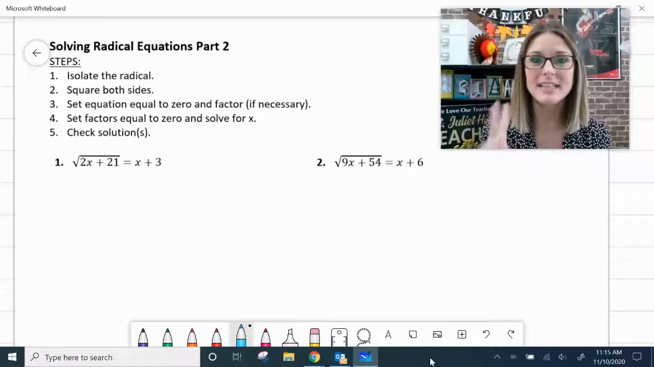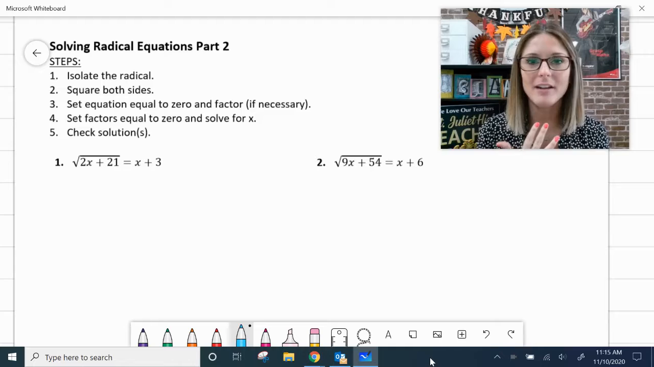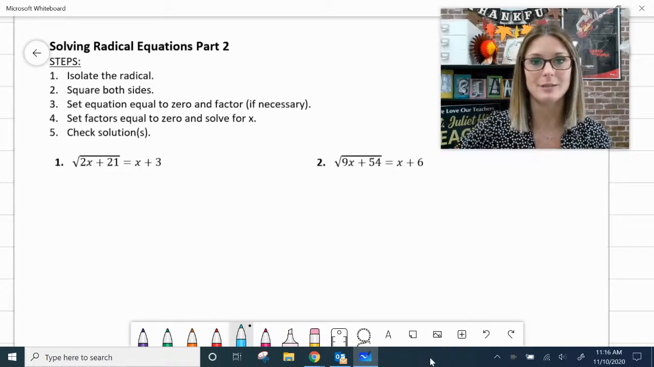Hey guys, so step 2 of solving radical equations. We're going to follow a lot of the same steps. You can see here our steps look very similar. Our problems are just going to be a little bit more involved. And then when we go to check our answers, some unique things might be happening. So keep your eyes peeled on that.